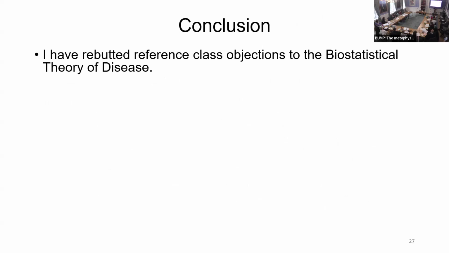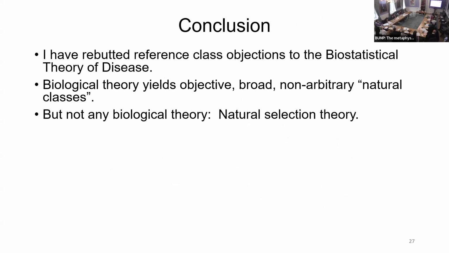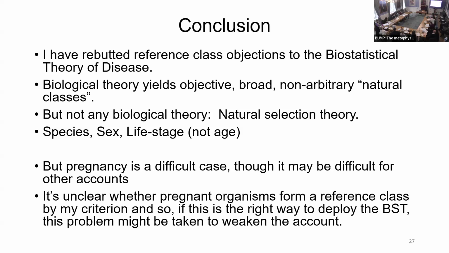So I've aimed to rebut the reference class objection to the biostatistical theory. Biological theory can yield objective, non-arbitrary natural classes. Not any old bit of biological theory, natural selection theory. Grose is broadly vindicated, but pregnancy is a difficult case, though it may be difficult for other accounts too. I'll stop there.